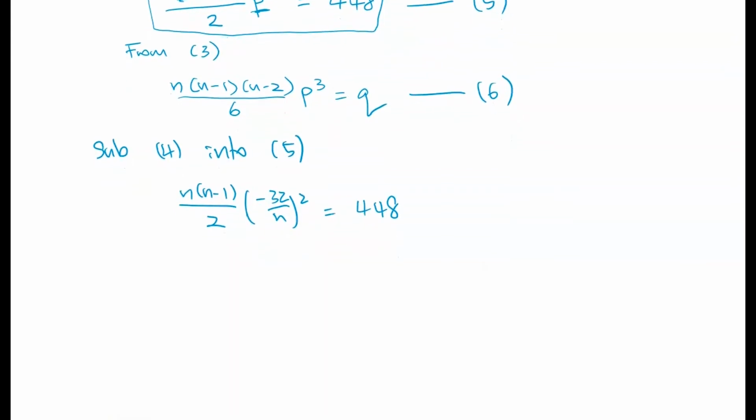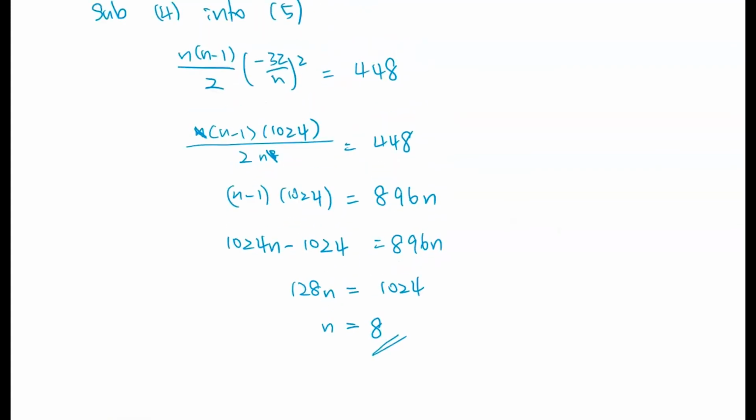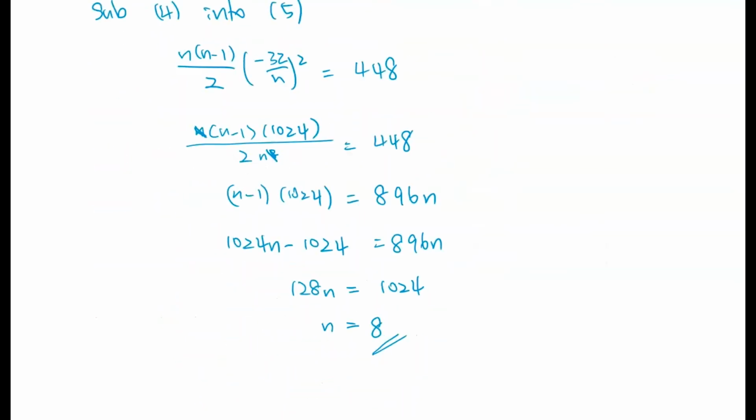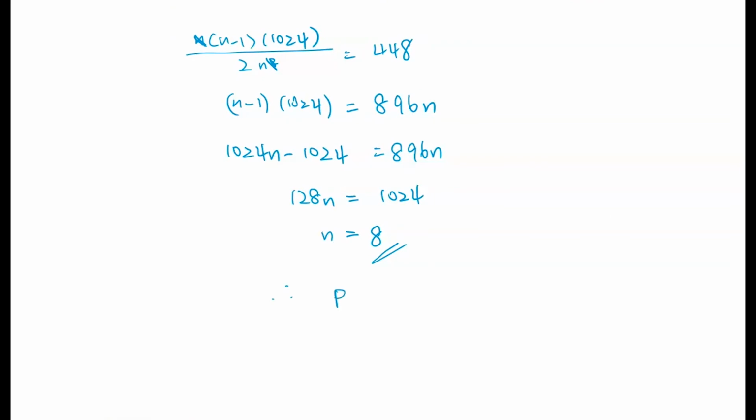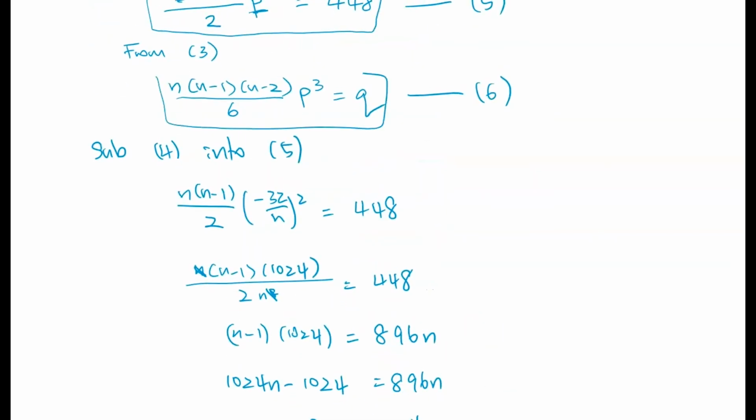And I can now simplify this. So this is n minus 1. 32 squared is 1024. So 1024 over 2 times n. Now I found my n. Then the next step, I can substitute this back into here to get my p. So therefore, my p is negative 32 over n, which is negative 4. And finally, I have this equation for q. So I can substitute n and p to find my q.